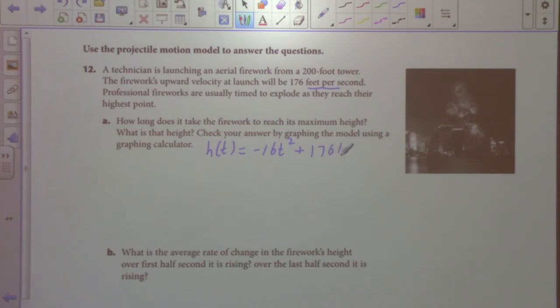And what is our initial height? Plus 200. So this is what we're going to start out with. And so now, trying to rewrite this in vertex form, we go ahead and take out what first? Negative 16 times what goes inside parentheses? t squared.